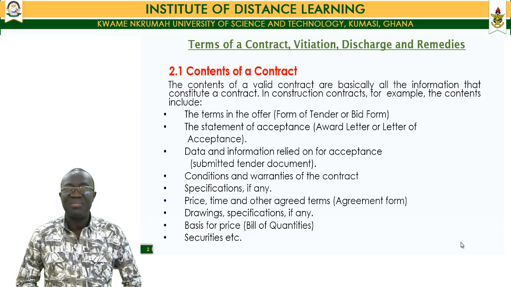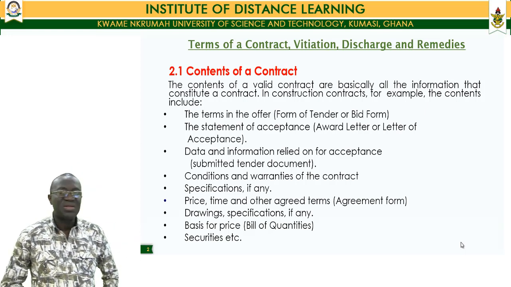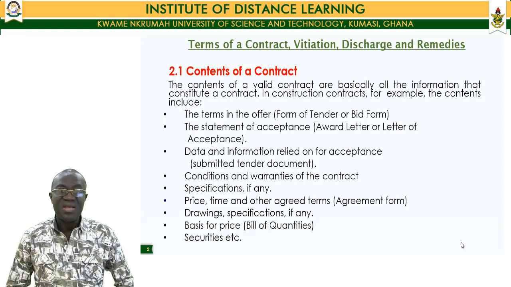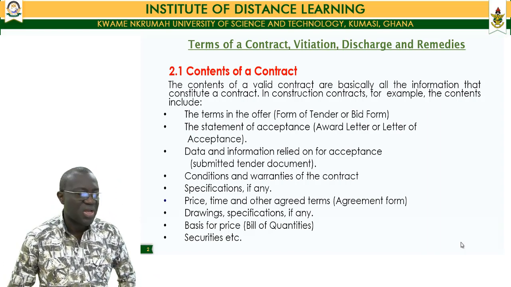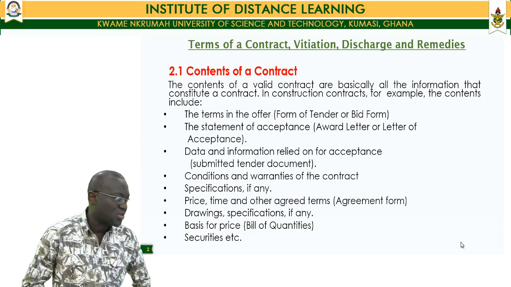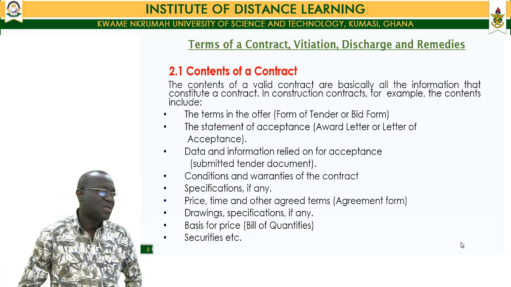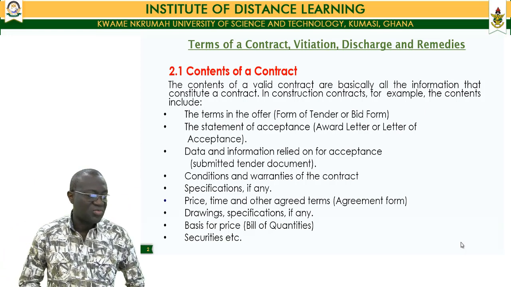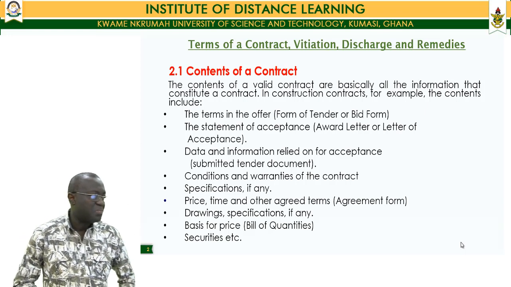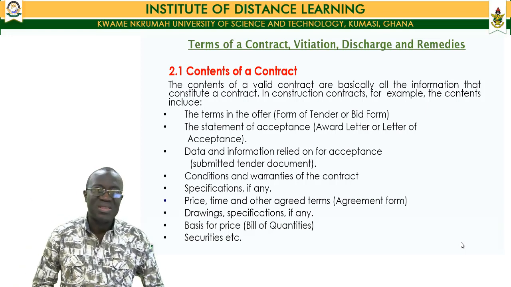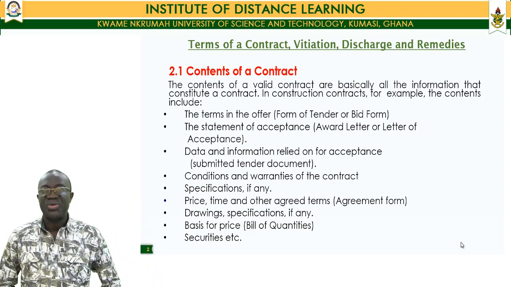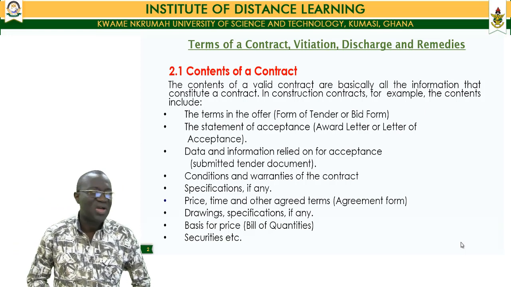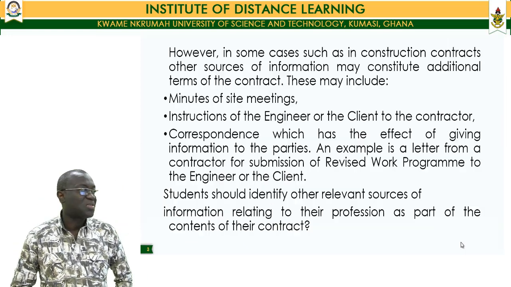In some cases, you need an agreement form. If it's a building construction, then there will be the need for drawings and specifications, if any. If it's sale of goods, then we have to also talk about where the goods will be delivered, at what time, the venue, and all other specifications related to the sale. Then we need a basis for price, bill of quantities, and of course securities. All these will constitute the elements of the content of a contract itself.